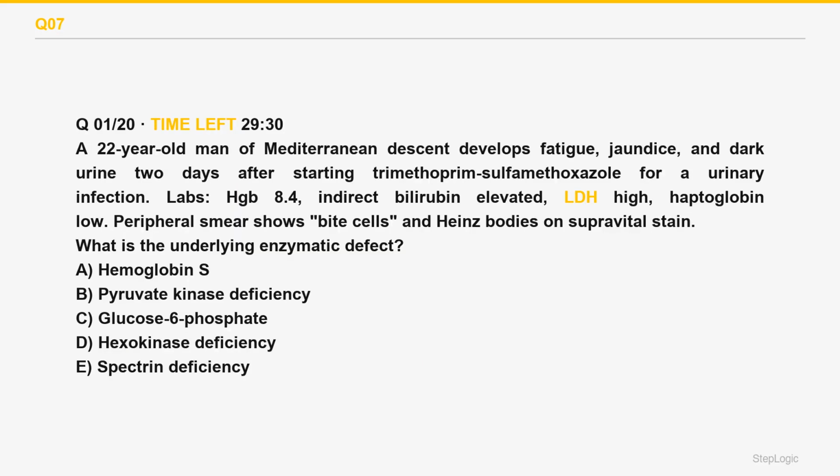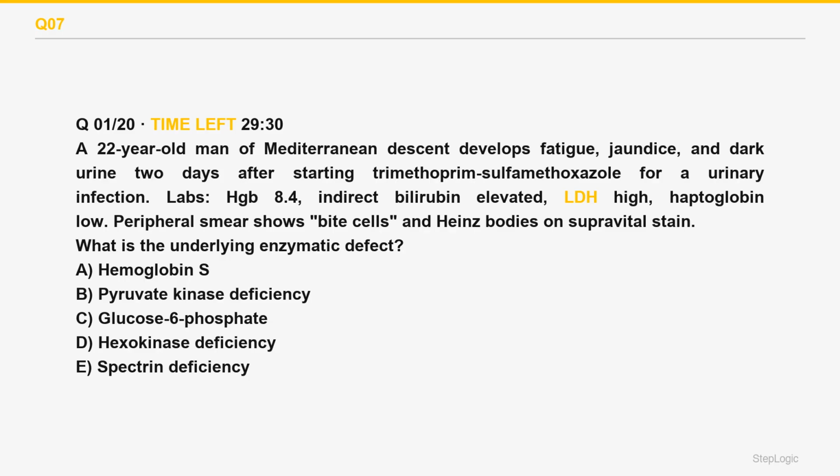What is the underlying enzymatic defect? A 22-year-old man of Mediterranean descent develops fatigue, jaundice, and dark urine 2 days after starting trimethoprim-sulfamethoxazole for a urinary infection. Labs: Hb 8.4, indirect bilirubin elevated, LDH high, haptoglobin low. Peripheral smear shows bite cells and Heinz bodies on supravital stain.